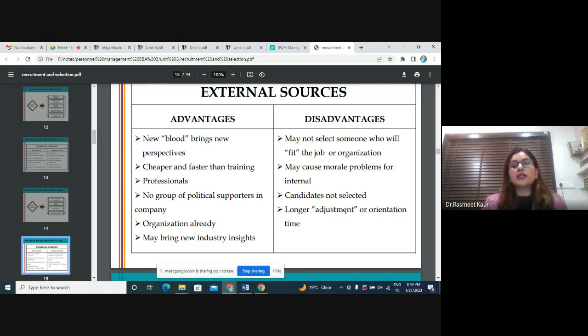Disadvantages, as we have just discussed: morale problems of the internal candidates who are not selected might be there. It will also take a longer orientation time for the candidates, because when you are inviting someone from outside, you need to orient him, give him instructions, and make him understand how the organization works. So that is where you have to spend a lot of time to make that person comfortable. I hope the internal and the external sources of recruitment are clear to you. Very sorry for being very fast, but looking at the time, I've just rushed with that topic.